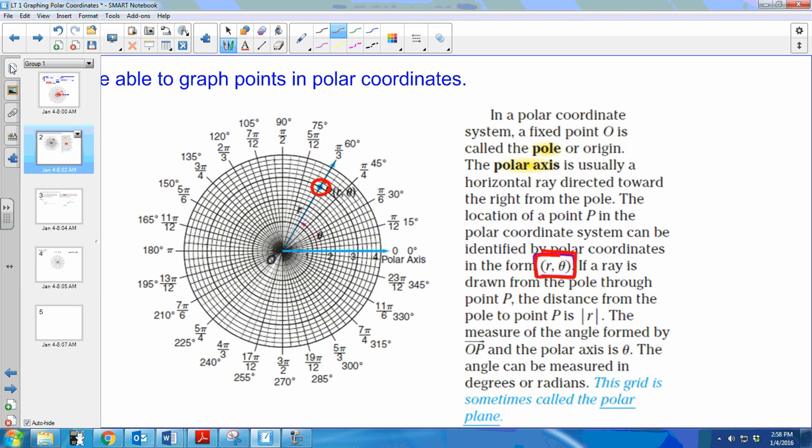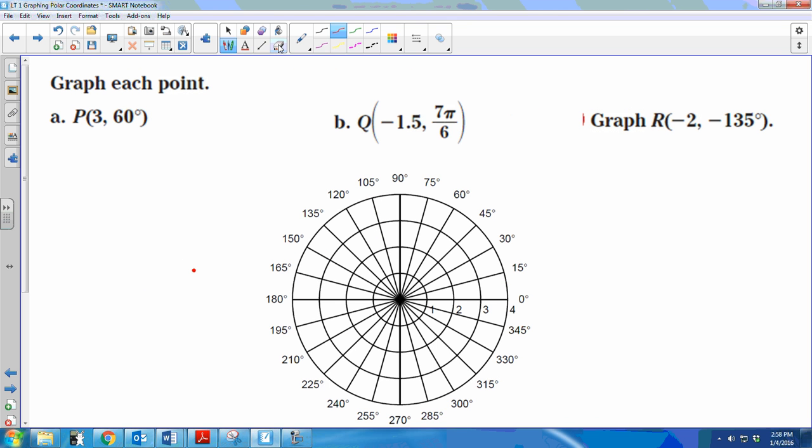I'm going to skip down your note sheet to the very first example because it isn't super complicated when you have a really basic point. We're going to graph point P, and that point is (3, 60°). Again, that is (r, theta). So we're a distance of 3 from the pole, so it's going to be somewhere on this circle labeled 3. And that's 60 degrees, and that is as easy as it sounds. You start at 0, you go up to 60, and then you put a point that has a radius of 3. That is point P.